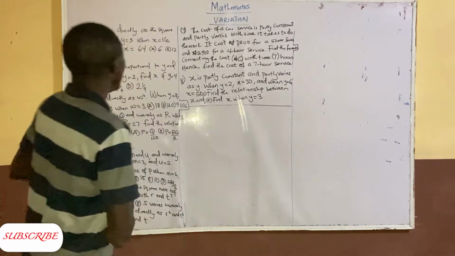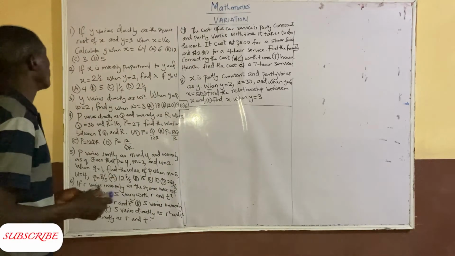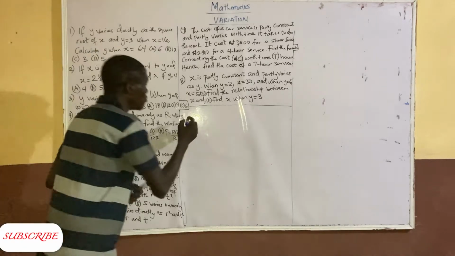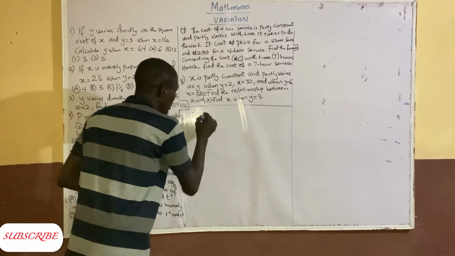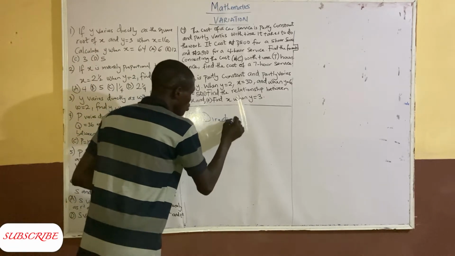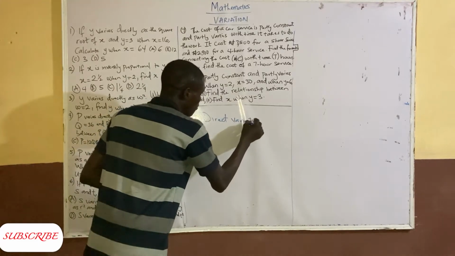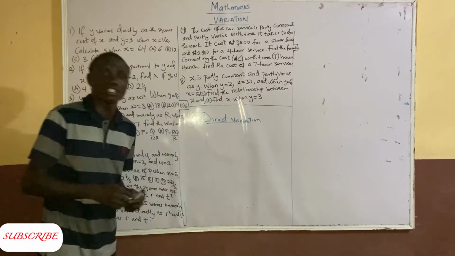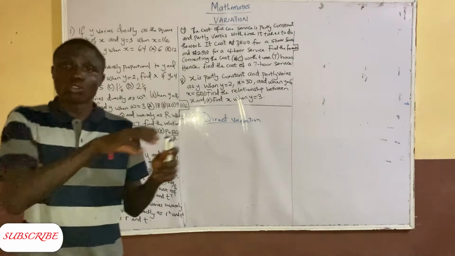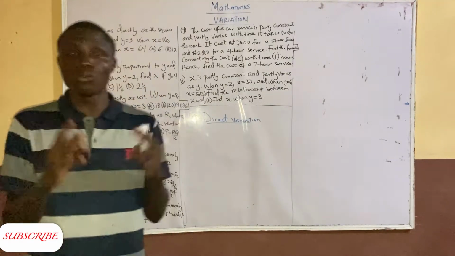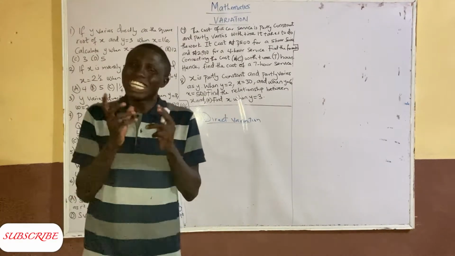Amen. Now we have types of variation. And the first type of variation we have here is direct variation. I'm talking about direct variation. Direct variation is a variation whereby what happens to the first quantity also happens to the second quantity in the same manner.